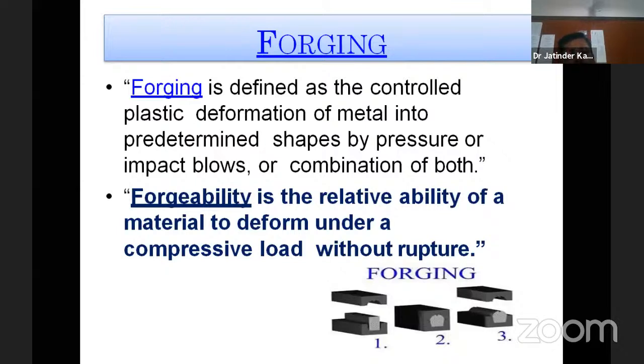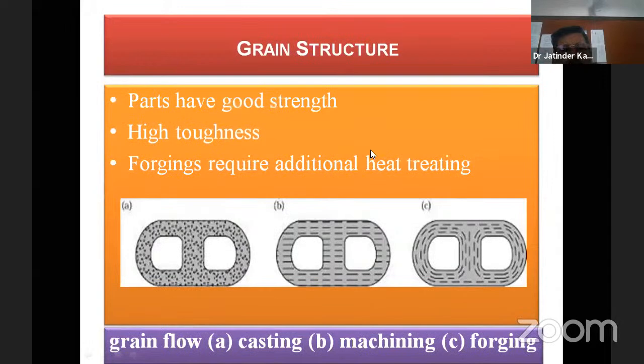Forgeability is the relative ability of a material to deform under a compressive load without a rupture. Rupture is a very important term. That means if you are doing a certain forging operation, the material must not break, right? As you can see, the upper die, lower die, and the forged component are there.